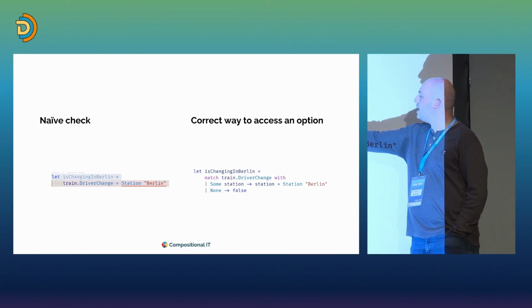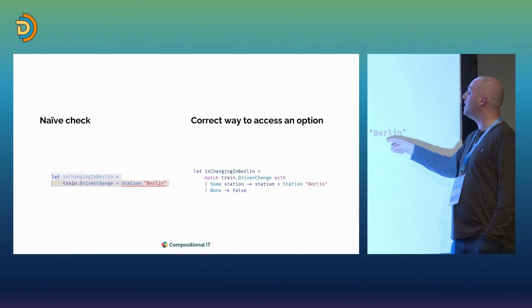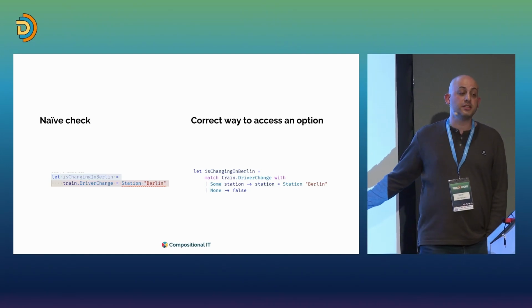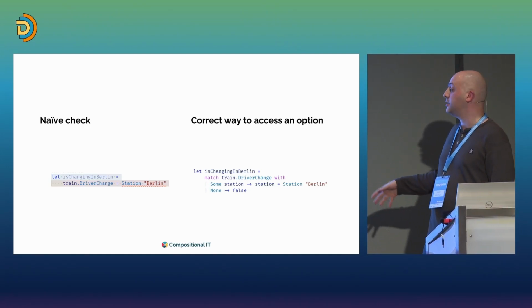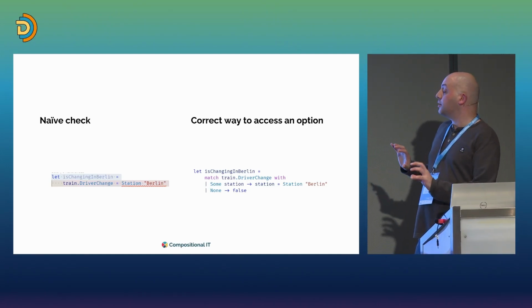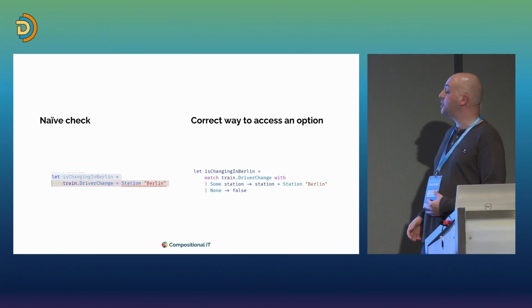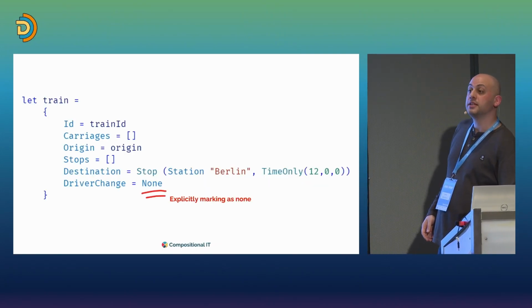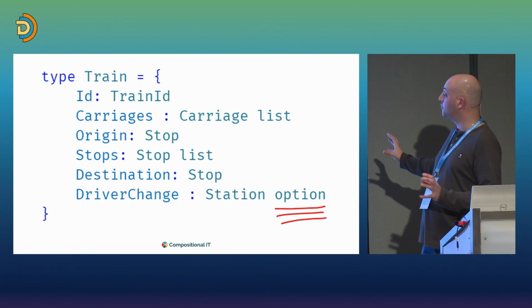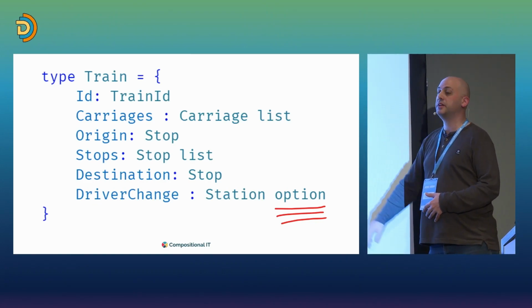So here I'm saying, if there's a driver change station, then do something with it. If there isn't, I can't do any comparison, check it, or whatever I'm doing here. So again, the compiler is trying to help us to do the right thing, but it also makes it easier to read from the user's point of view. This is an optional bit of data.